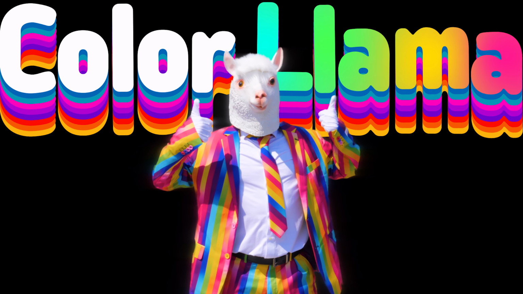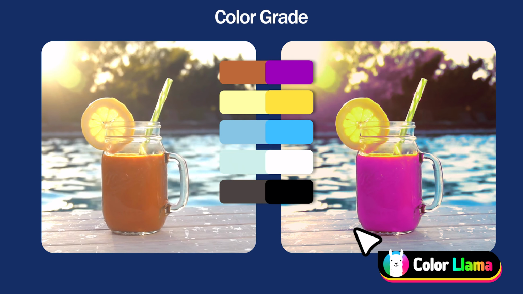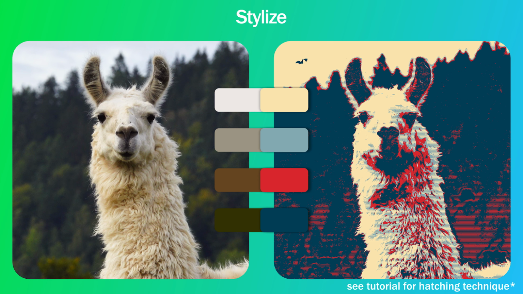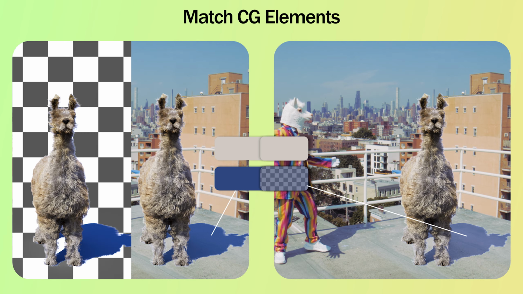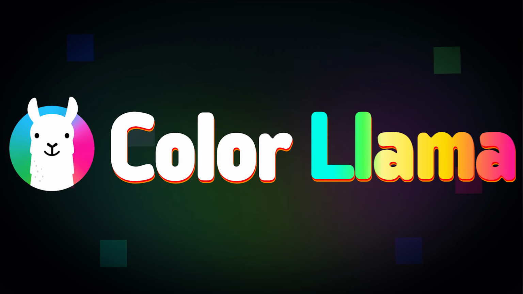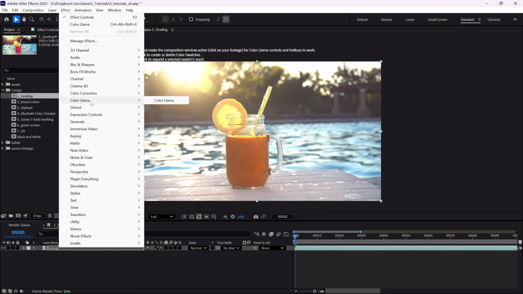In this tutorial, we'll be looking at the plugin Color Llama, learning how to use it for color grading, matching brand colors, stylizing video, matching the color between cameras, matching the color on CG elements, and remapping the color in 2D animation. Let's get started. The effect is under Effect, Color Llama.